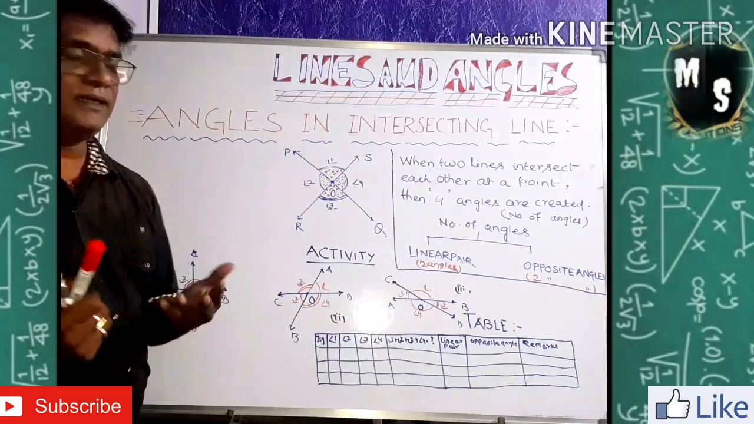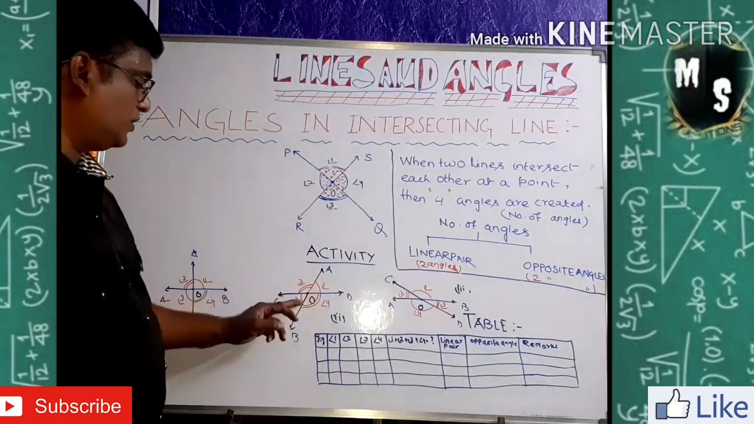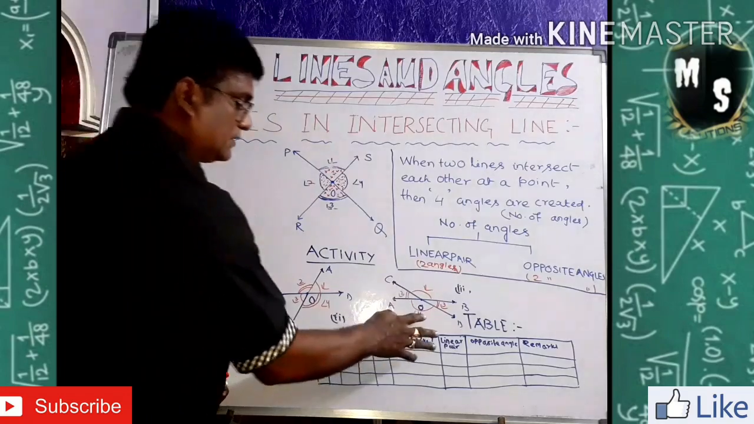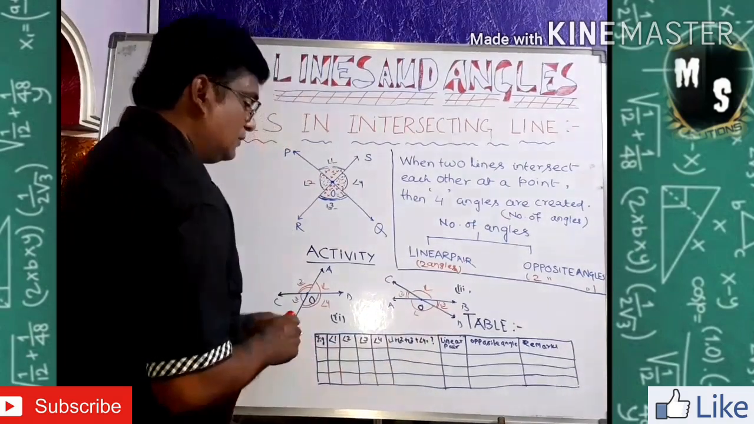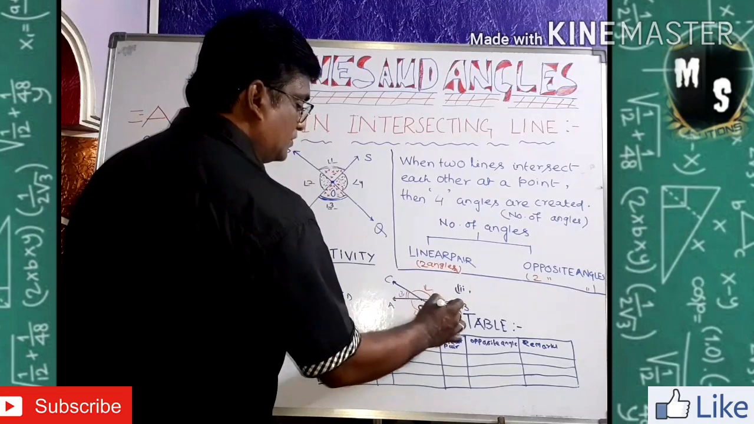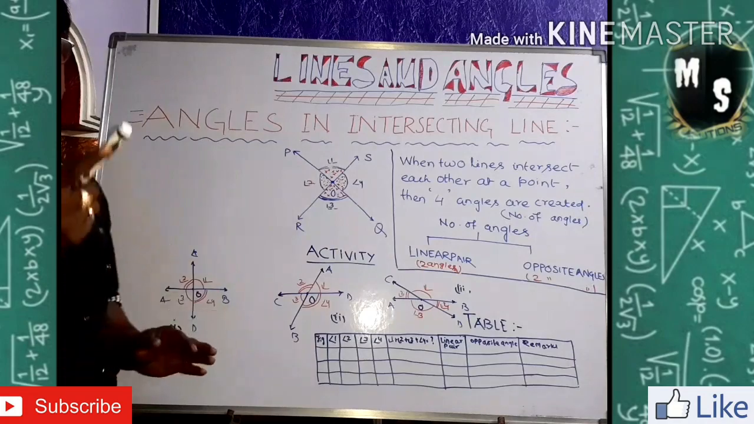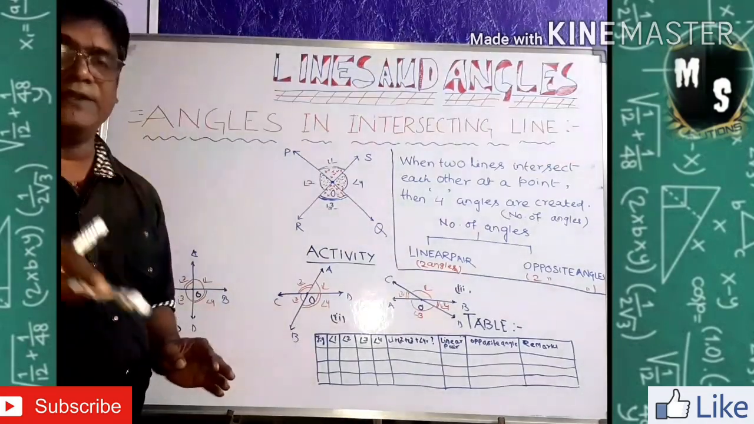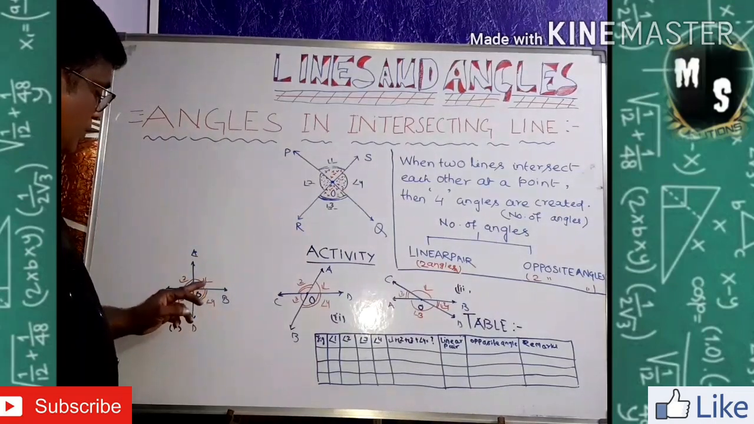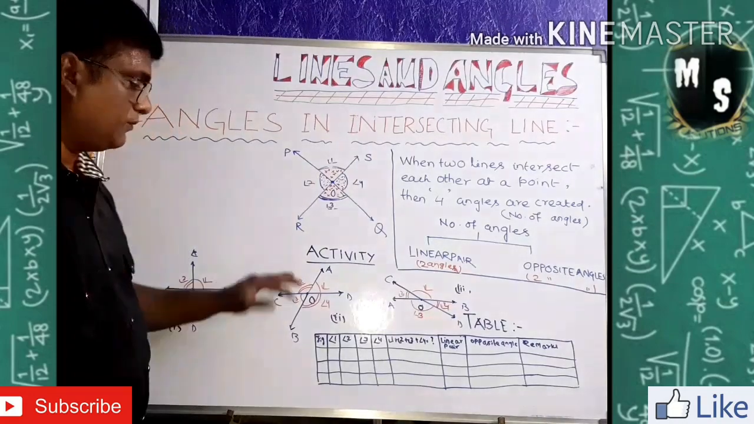And how many angles are created? Very simply it is 1, 2, 3, 4 in each figure. You should number them in a clockwise direction. Don't write 1, then 2, then 4, then 3. Some students are writing like that. When you are labeling, it should be in a particular direction, either anti-clockwise or clockwise. So there will be no problem for you in the further steps.